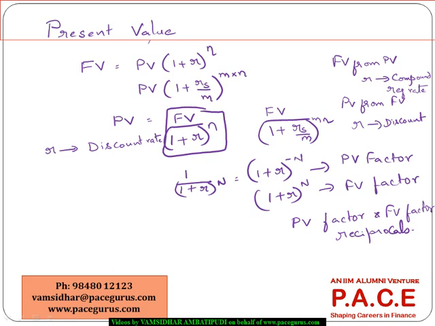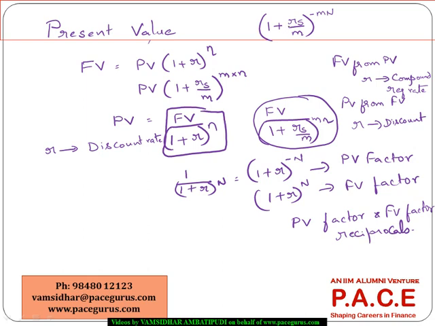And similarly, even if I am changing the frequency of compounding, the same result is going to come out. So in this case, I'll say the present value factor, if the compounding frequency is different, I call it as (1 + r/m) to the power minus mn.